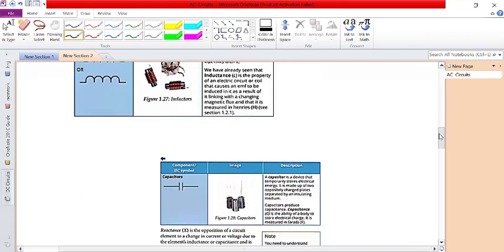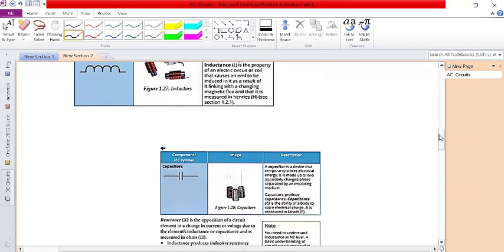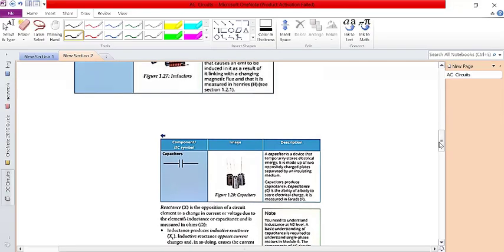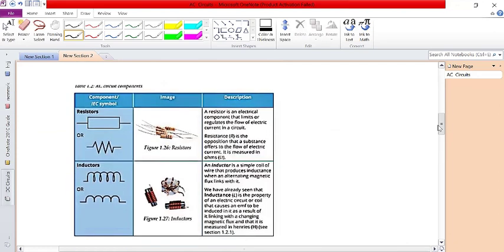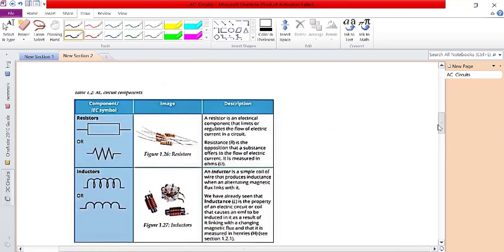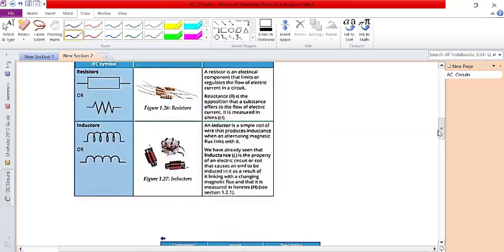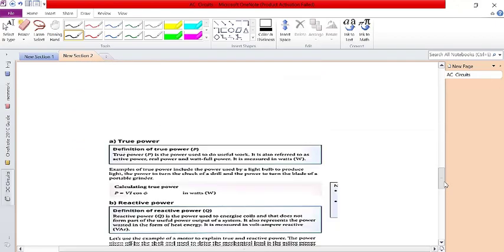Then from inductors, we move on to capacitors. The purpose of capacitors is to store charge. And capacitors produce what is called capacitive reactance, which is opposition to the change of voltage. Then capacitors result in current leading voltage. So in short, for inductors current lags voltage, for capacitors current leads voltage.